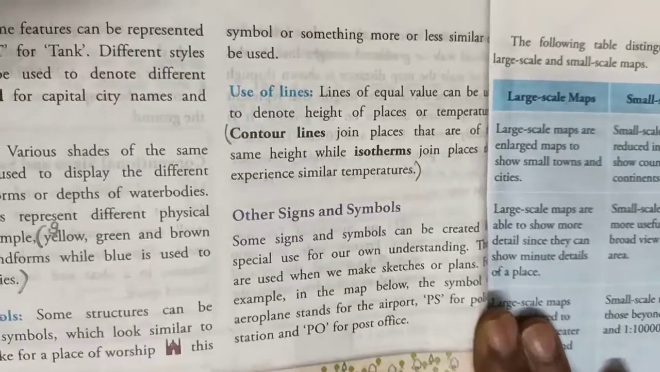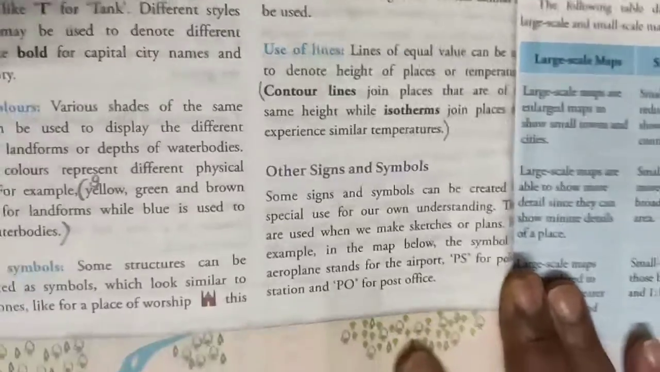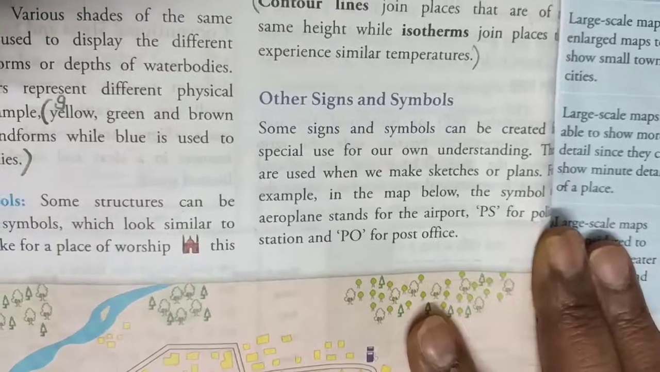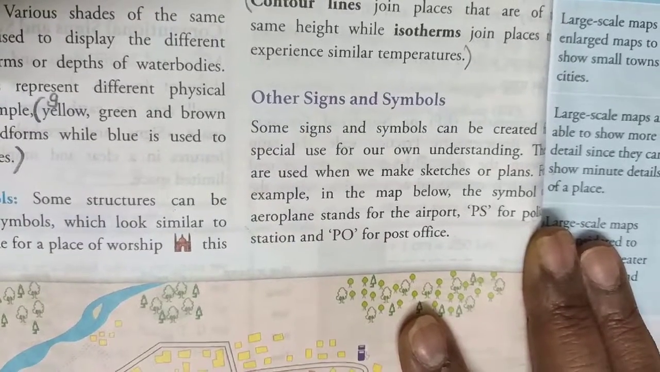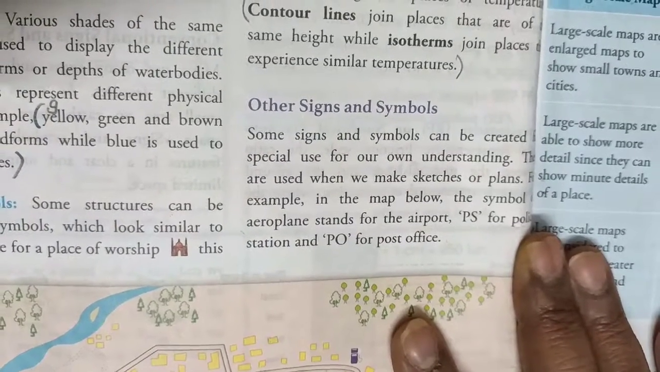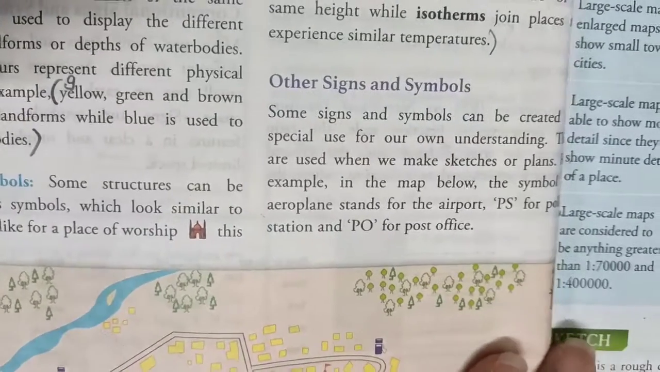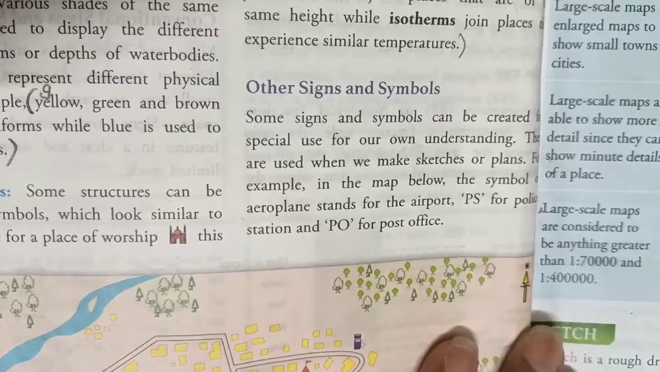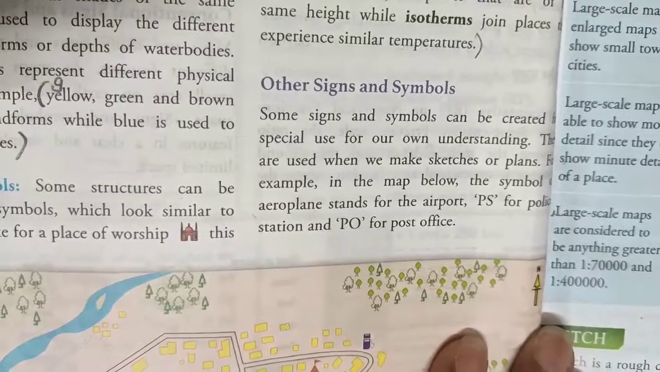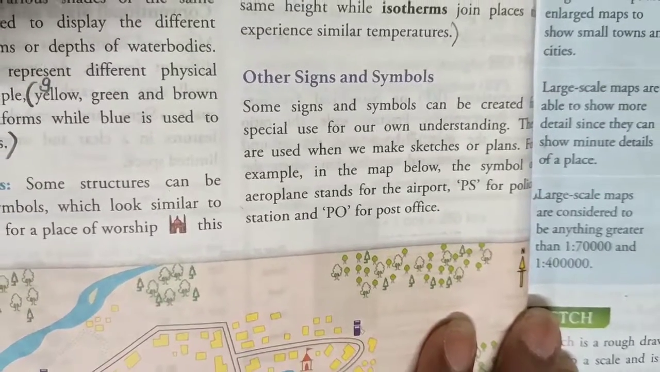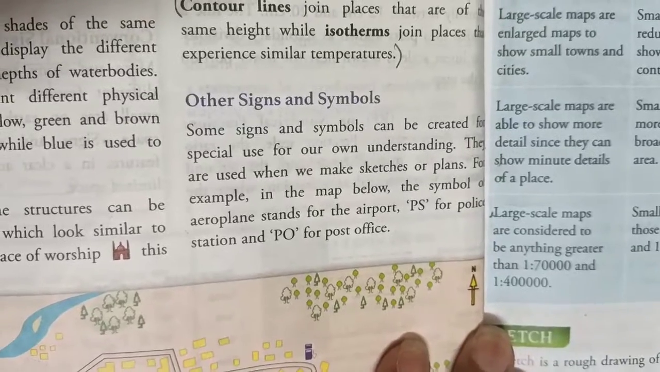Now the next topic is other signs and symbols. Other than what we have studied regarding the use of letters, colors, symbols, there are other signs and symbols which we can make for our special use, and it is only for our own understanding. Okay, children?